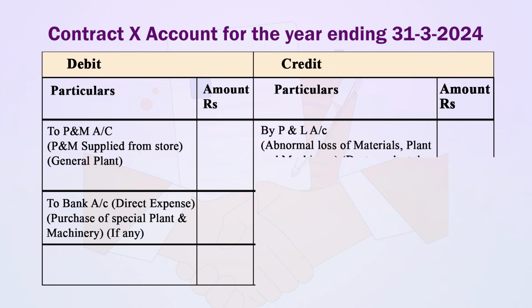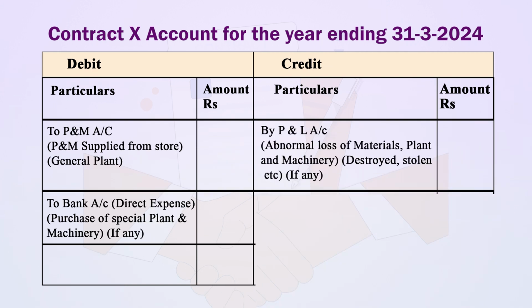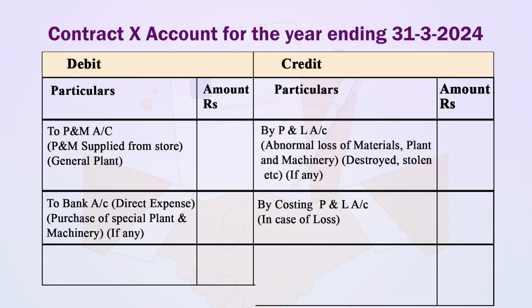Next is profit and loss account, this entry is for abnormal loss of materials, plant and machinery, destroyed, stolen, etc. if any given in the example. And last one is by costing profit and loss account if it is a case of loss.